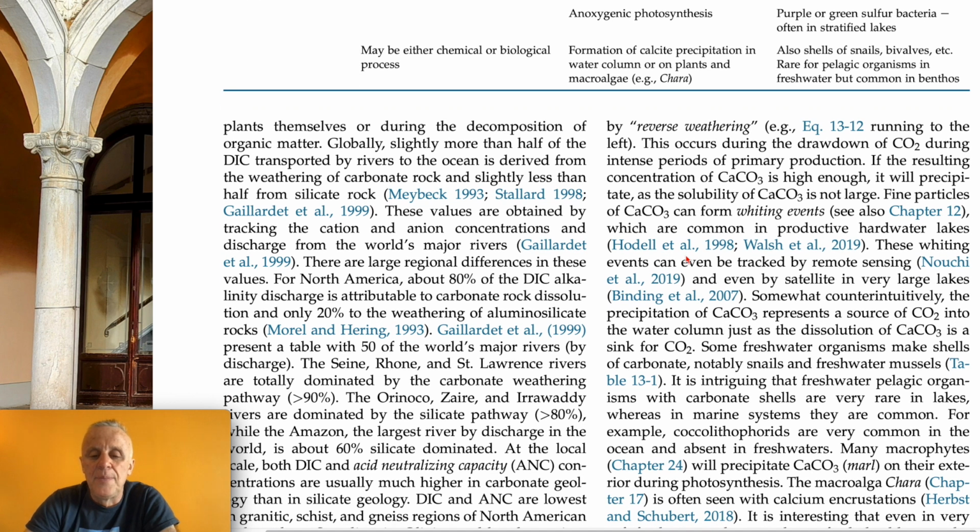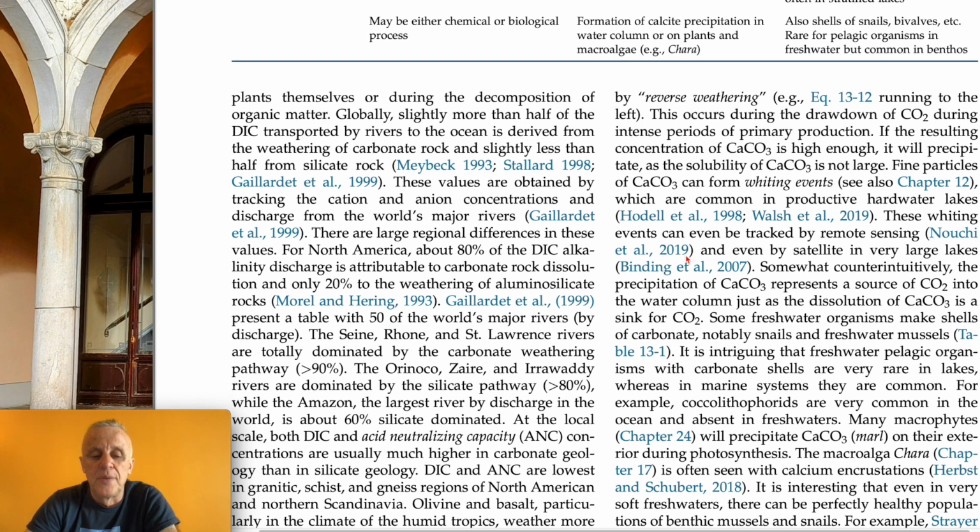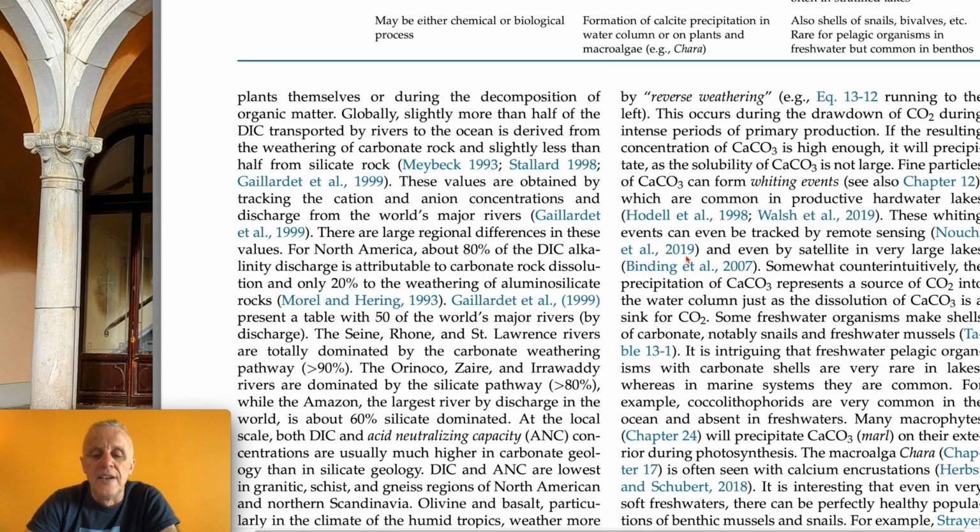For North America, about 80% of the DIC alkalinity discharge is attributable to carbonate rock dissolution, and only 20% to the weathering of silicate rock. Gaillard et al. presented a table with 50 of the world's major rivers by discharge. The Seine, Rhone, and the St. Lawrence rivers are totally dominated by the carbonate weathering pathways, greater than 90%. The Orinoco, Zaire, and Irrawaddy rivers are dominated by the silicate pathway, greater than 80%, while the Amazon, the largest river by discharge in the world, is about 60% silicate dominated.